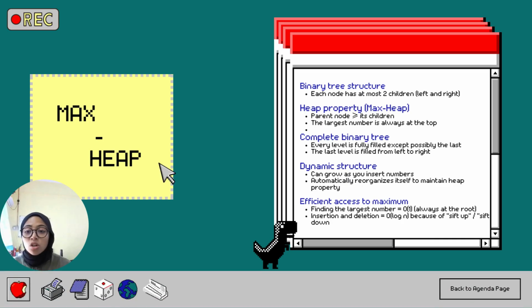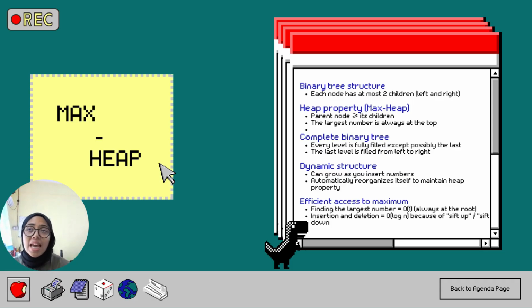Okay, now let's talk about max heap. A heap is also a binary tree, but it follows a different rule, which is called the heap property. In a max heap, the parent always has a value greater than or equal to its children. So we can say here that the largest value will always be on the top. A heap is also a complete binary tree, which means that all levels are filled except possibly the last one, and the last level is filled starting from the left to the right side.